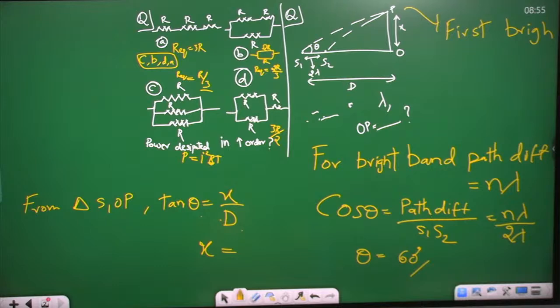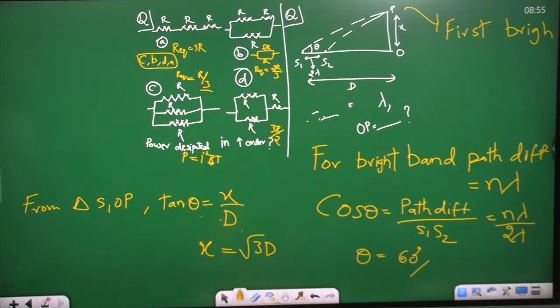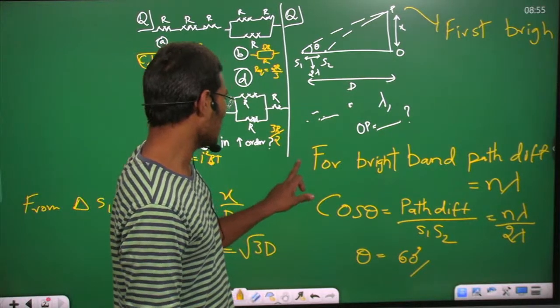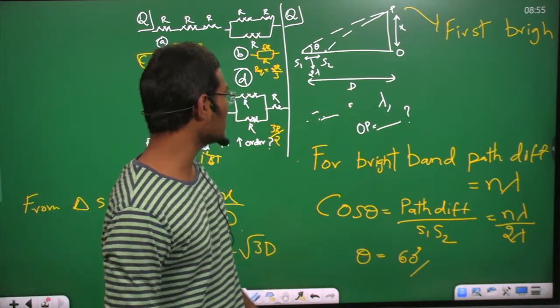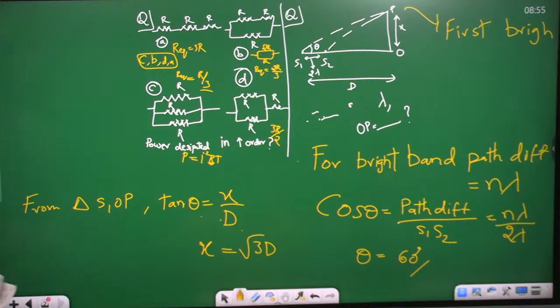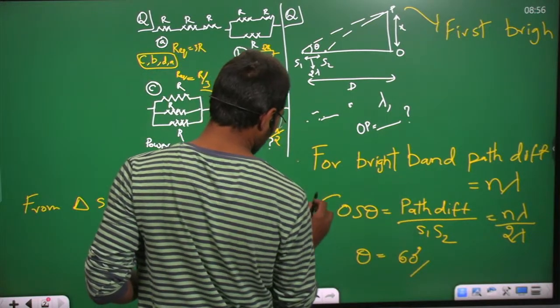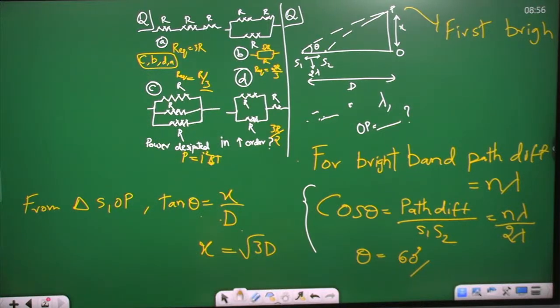So come on, people watching online. See, this is all basic mathematics. You need to know this. For a bright band, it will be n lambda, and cos theta is equal to path difference by S1 S2. So once you are aware of this formula, there is nothing complex in it. So hope people online are doing good. So come on, post your answers.